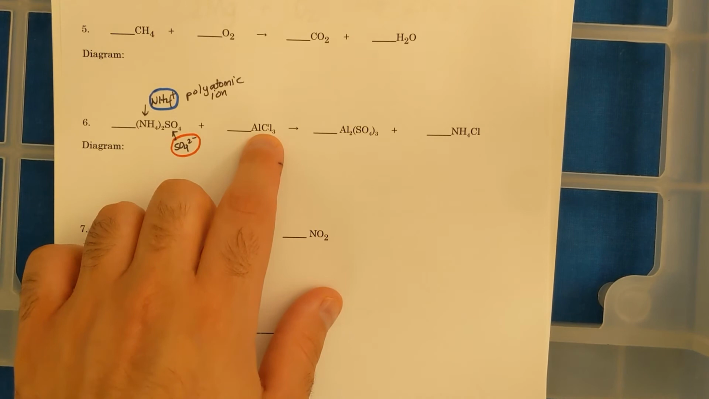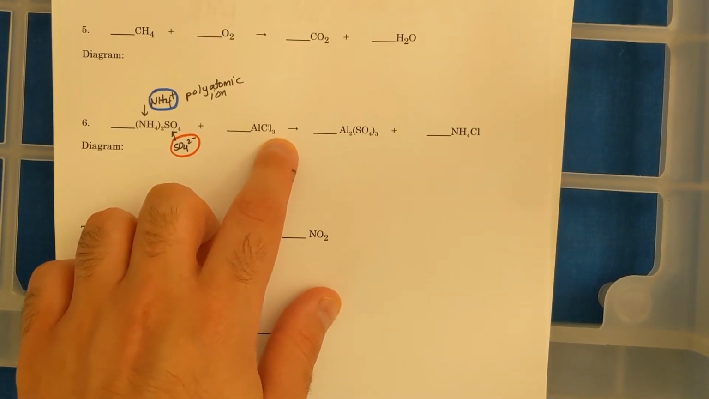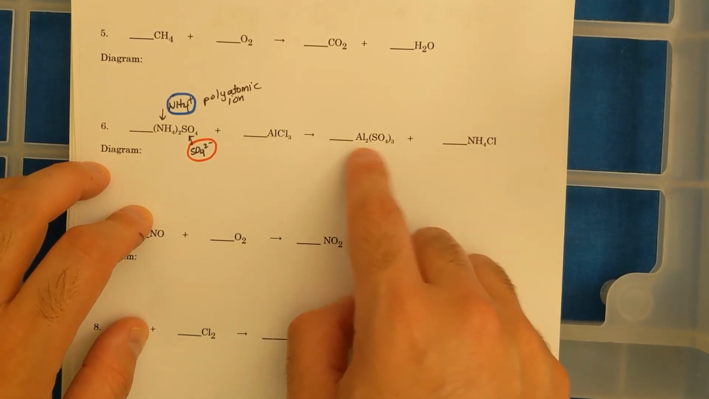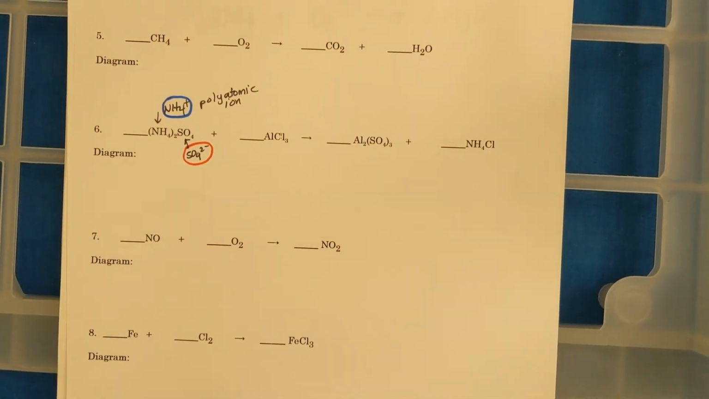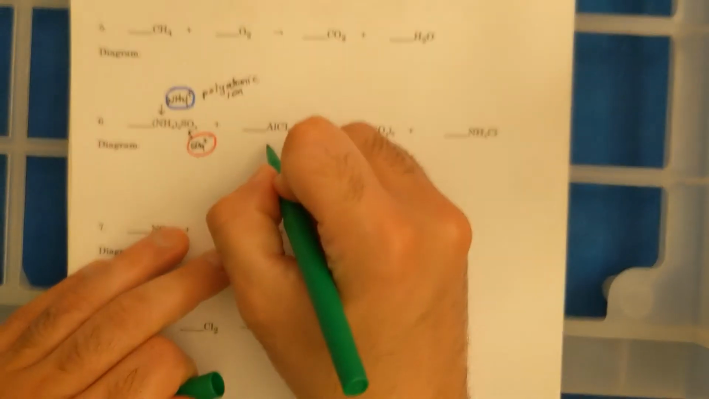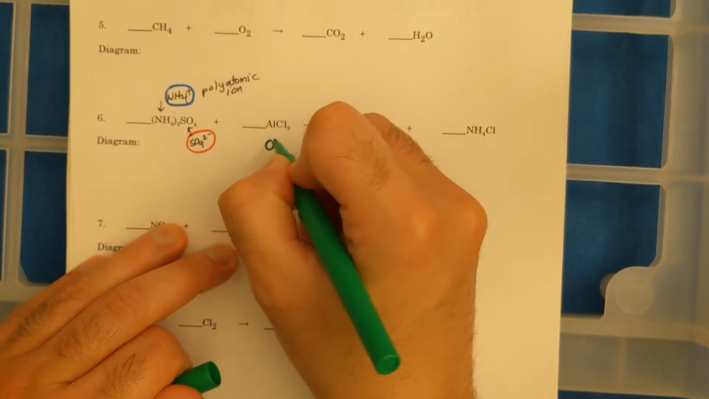And then we have aluminum, Al, and chlorine, Cl3. If I were to name these, this is ammonium sulfate and aluminum chloride. And then I get aluminum sulfate and ammonium chloride. I'm going to use different colors for aluminum. I'm going to say aluminum is going to be green. And chlorine, I'm going to make that purple.